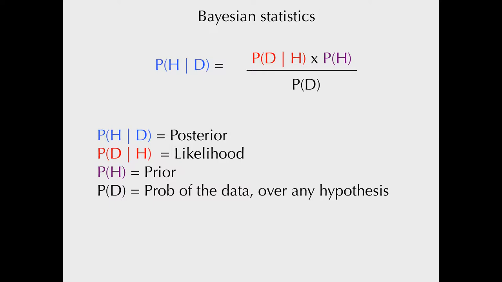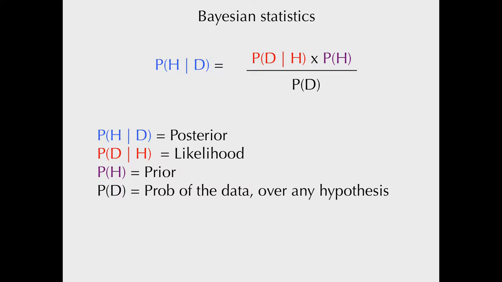And so, here's Bayes' rule again. We call this the posterior probability. That's what we get out. And this is actually a very nice term, because you can say the probability of this hypothesis being true is 45%, or 95%. That feels very good to us as scientists, so this is pretty appealing. This is our friend, the likelihood. This is the prior. We'll talk a little bit more about what that means in a bit. And this is the probability of the data over any hypothesis.